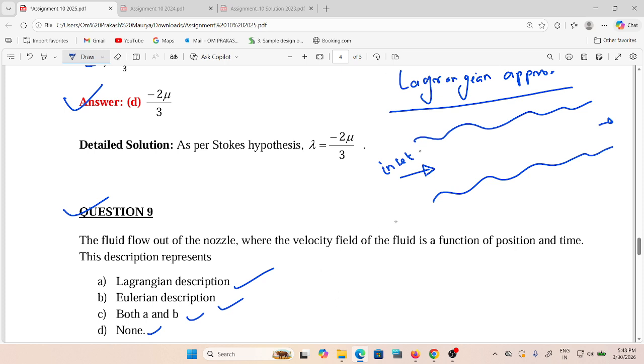Okay, so here you have the inlet and here you have the outlet. Now, if you want to measure a velocity, let us suppose for the water flowing within this channel, how will you measure it? You have two ways. One, you fix your instrument at this location.